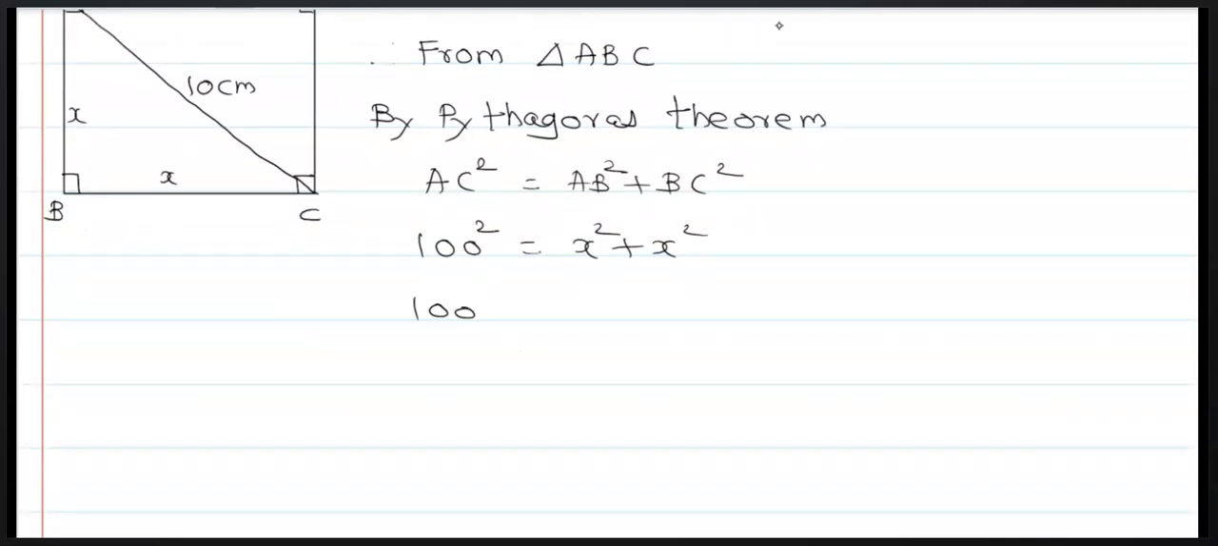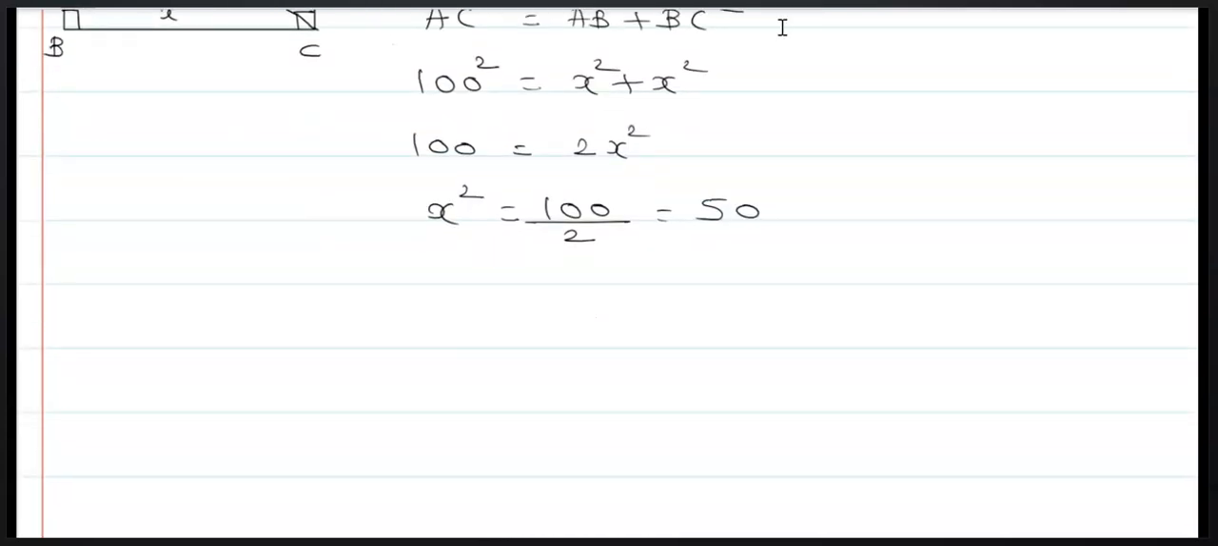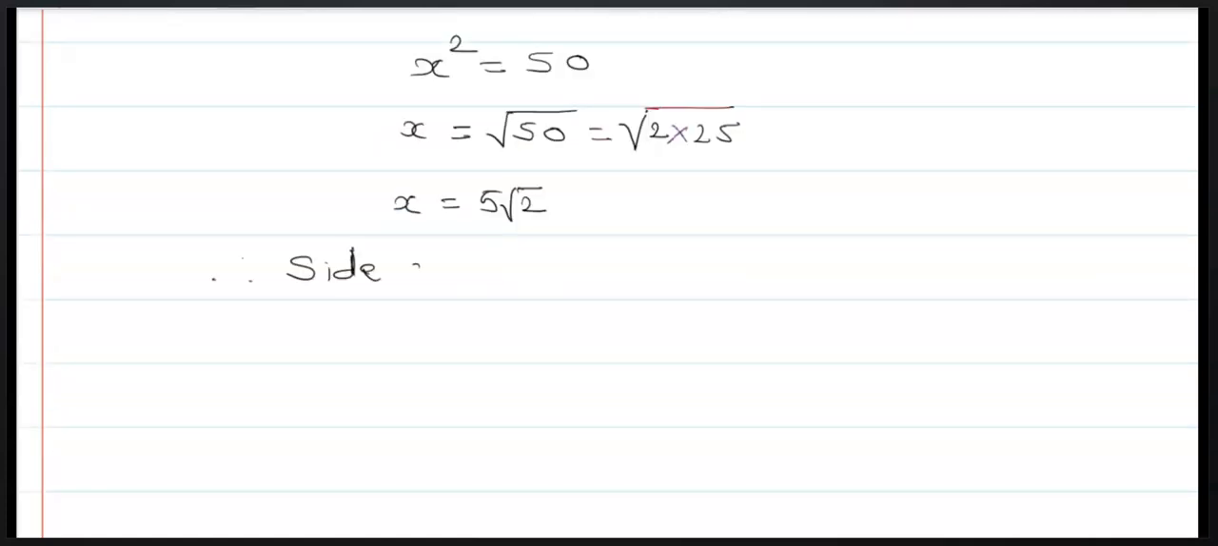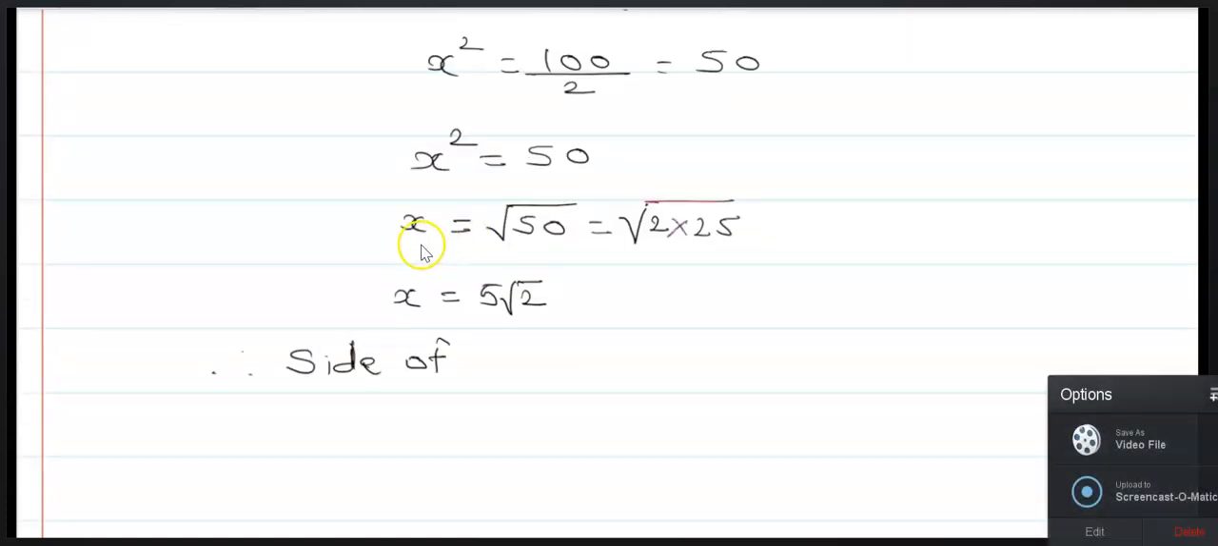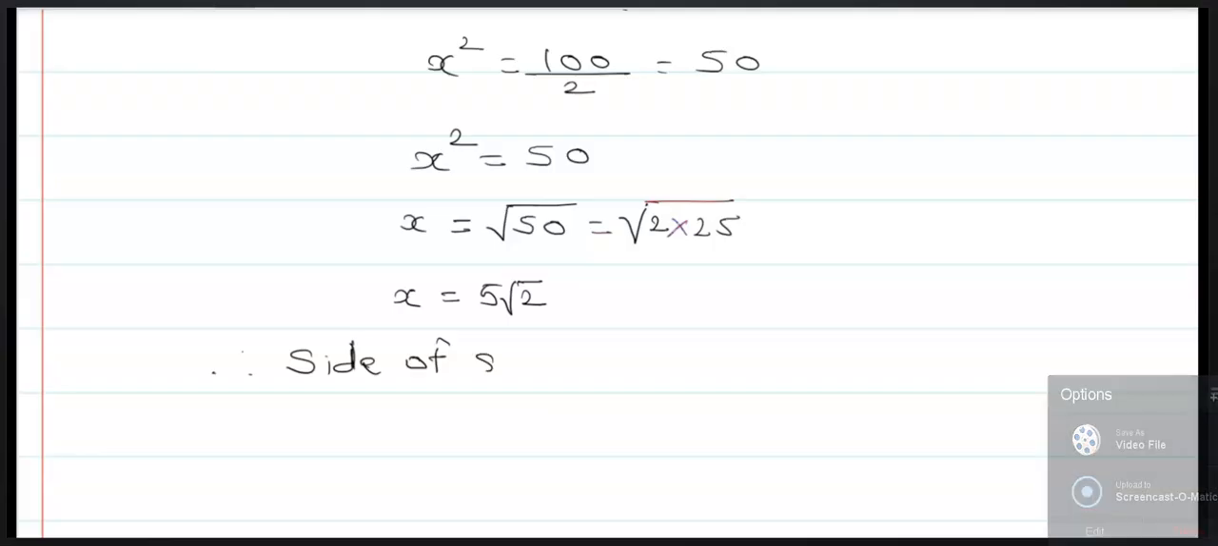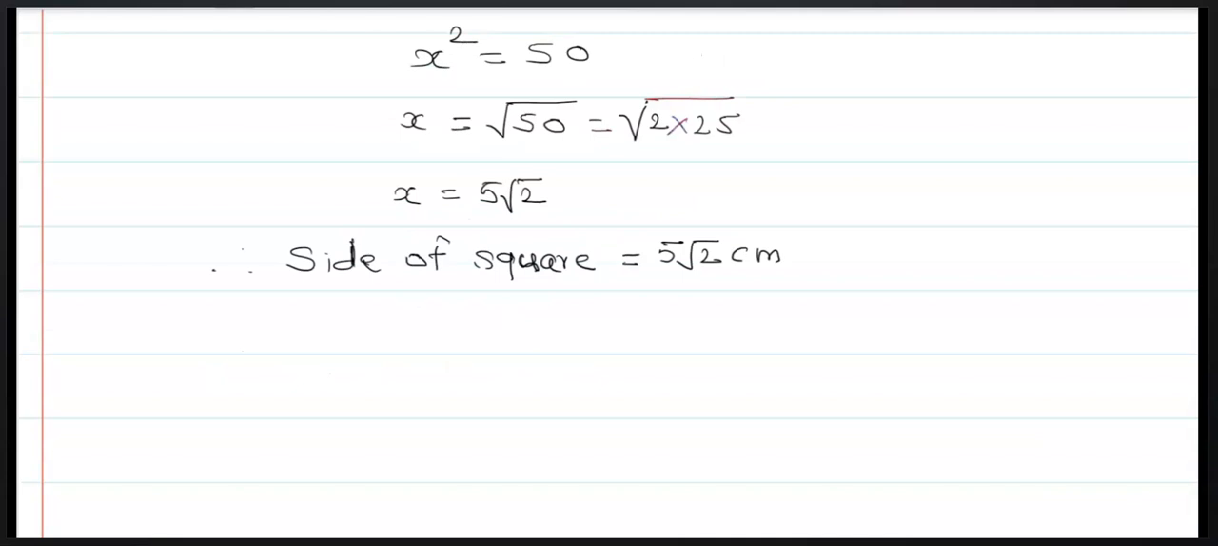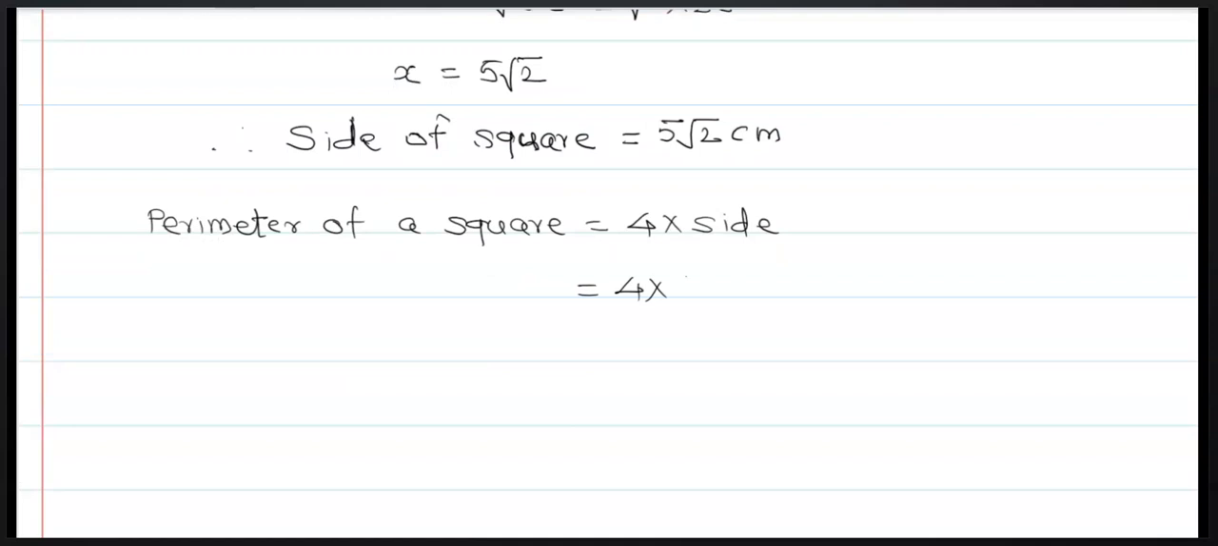100 is equal to x square plus x square, that is equal to 2x square. Therefore, x square is equal to 100 upon 2, that is 50. Therefore, x is equal to root of 50, that is 2 into root of 2 into 25, that is 5 root 2. Therefore, the side of the square is 5 root 2 centimeter. This is the side. Now, the perimeter is equal to 4 into side, that is 4 into 5 root 2, that is 20 root 2 centimeter.